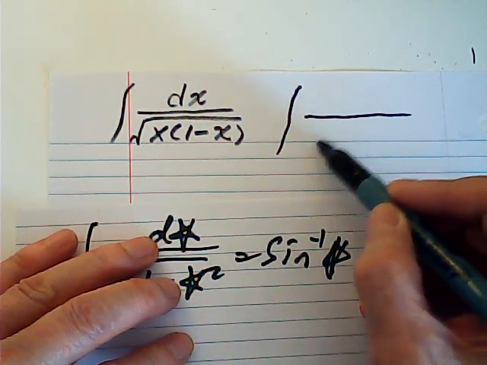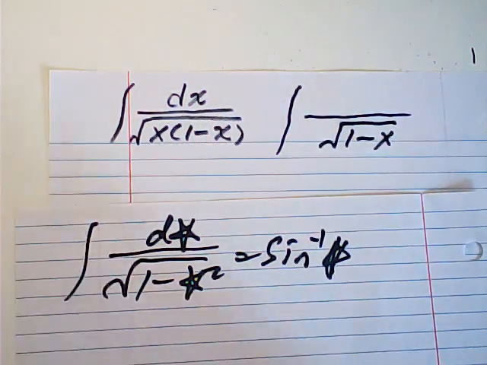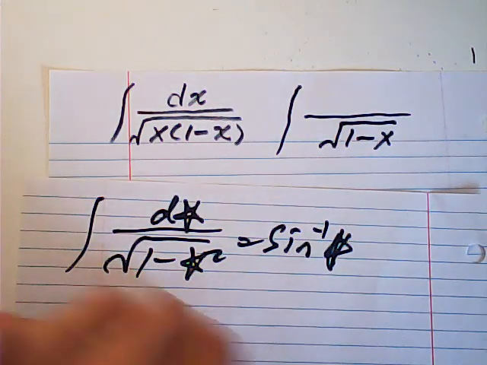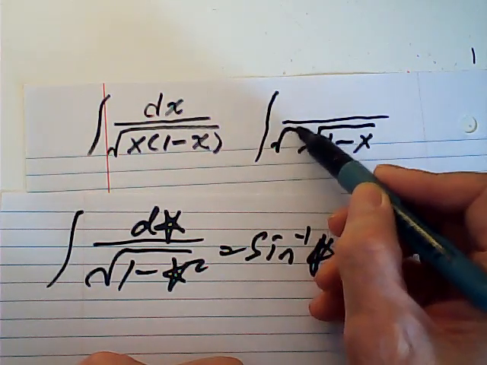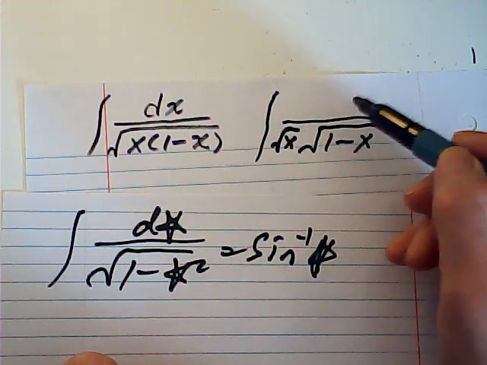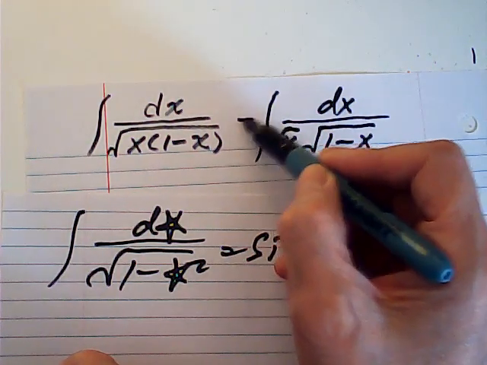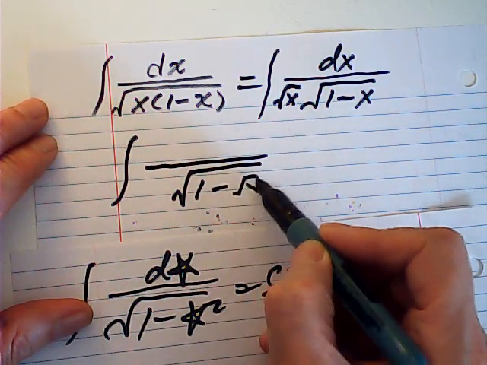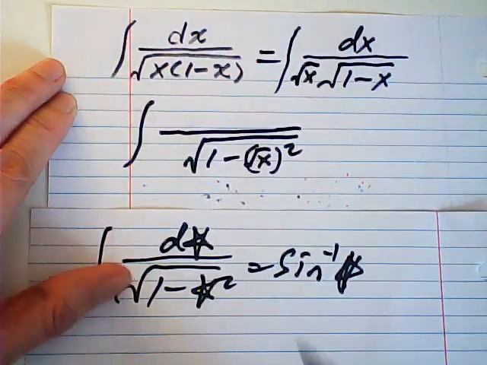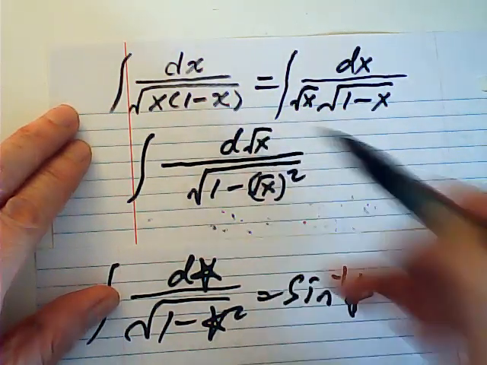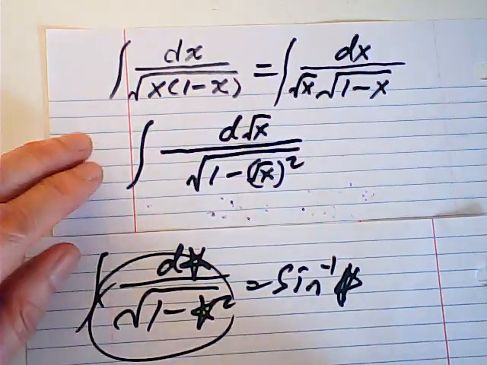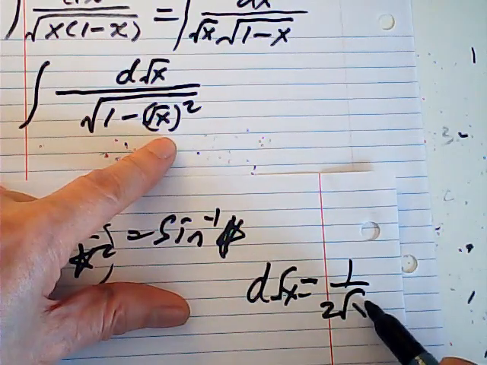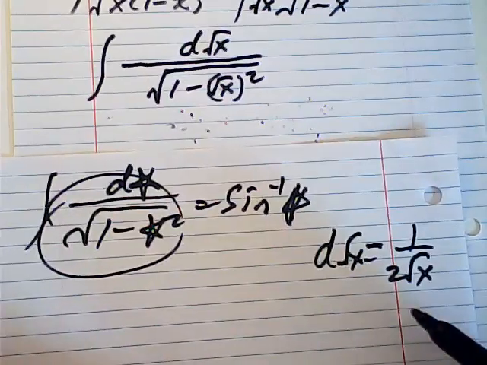So I have this 1 minus x. In other words, my star is the square root of x. If my star is the square root of x, then I have a root x here, then this is dx. Now they're equal. I try to have this 1 minus square root of x squared. This is my idea. So this must be square root of x to match this one. Now d square root of x is equal to 1/2 root x dx. Well, you must be good in derivatives.